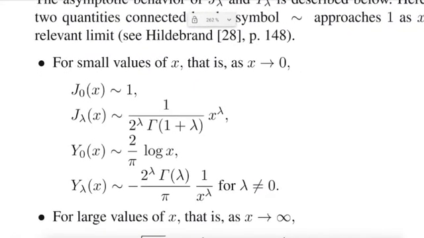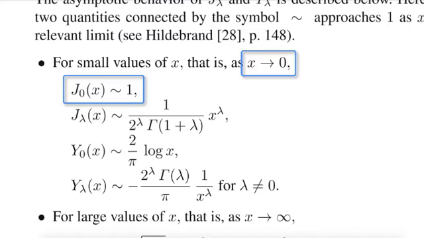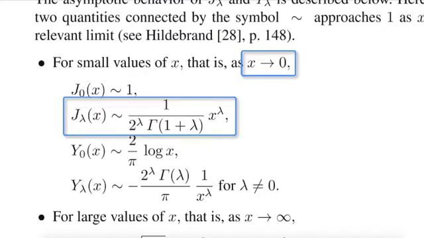For example, here I look at the limit as x goes to 0. So what happens near the origin? The 0 Bessel function is 1. The lambda Bessel functions have a certain profile following x to the lambda. They look like a polynomial close to 0. For example, if lambda were 2, then this would be some coefficient times x squared, x to the 2.